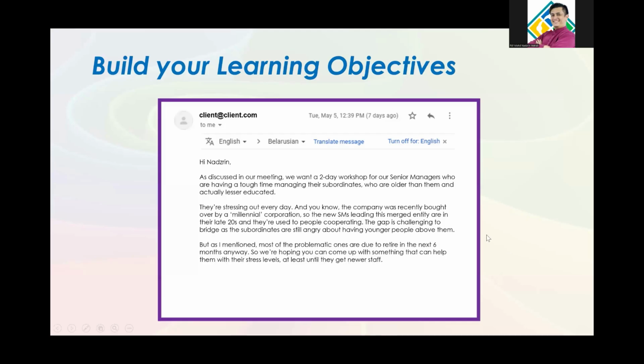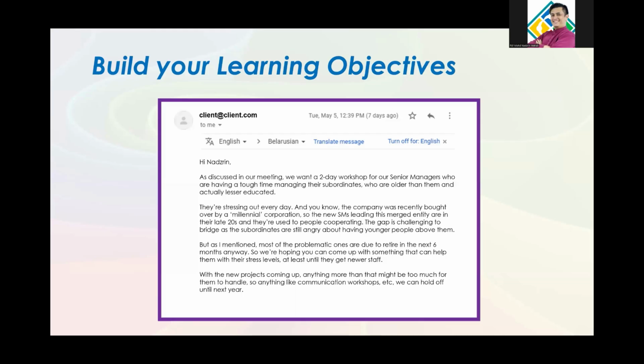But as I mentioned, most of the problematic ones are due to retire in the next 6 months anyway. So we're hoping you can come up with something that can help them with their stress levels, at least until they get newer stuff. With the new projects coming up, anything more than that might be too much for them to handle. So anything like communication workshops, etc., we can hold off until next year.